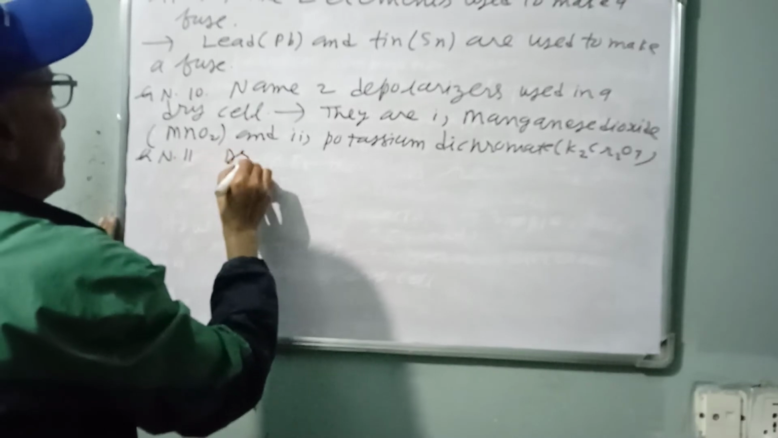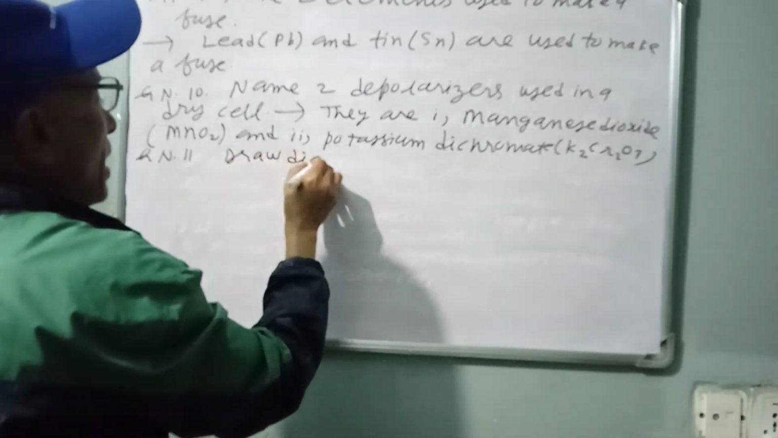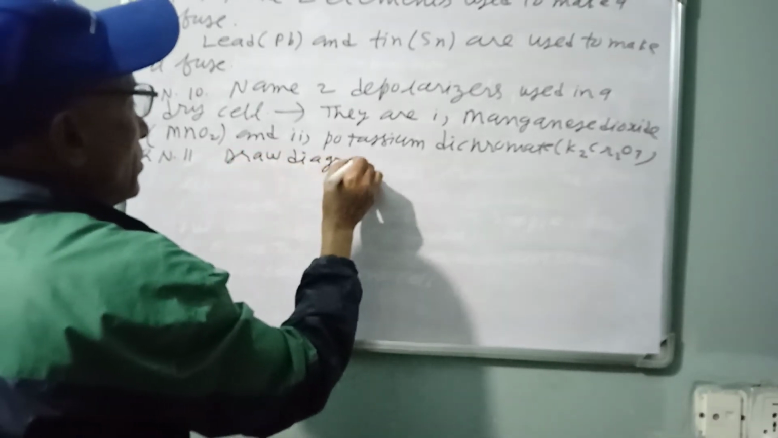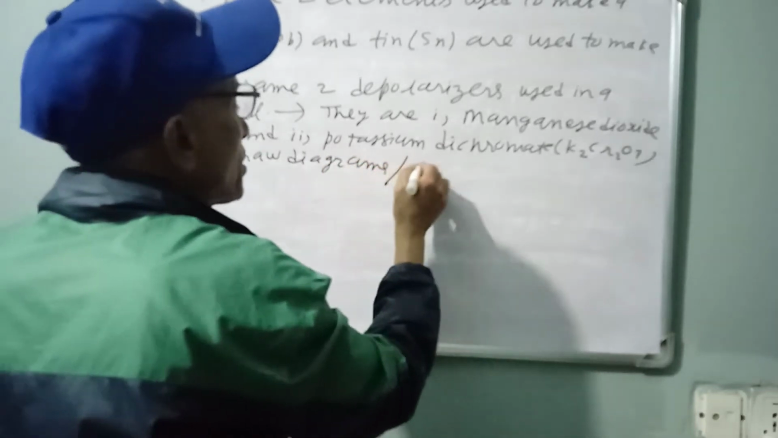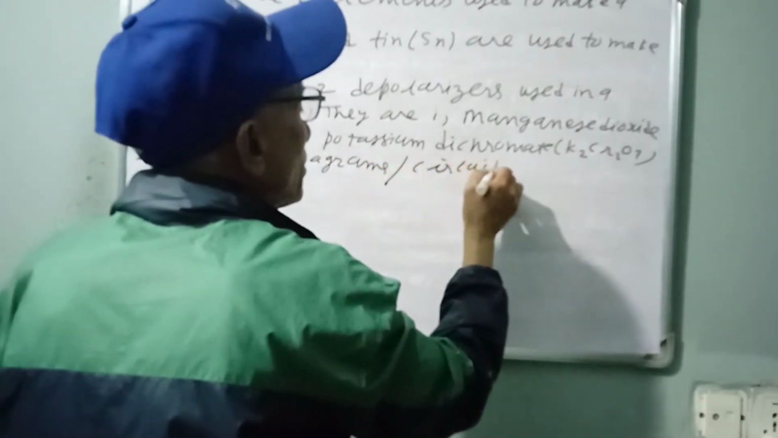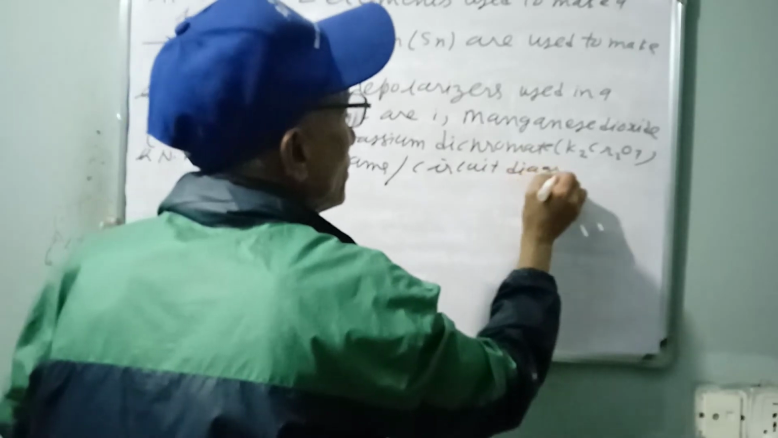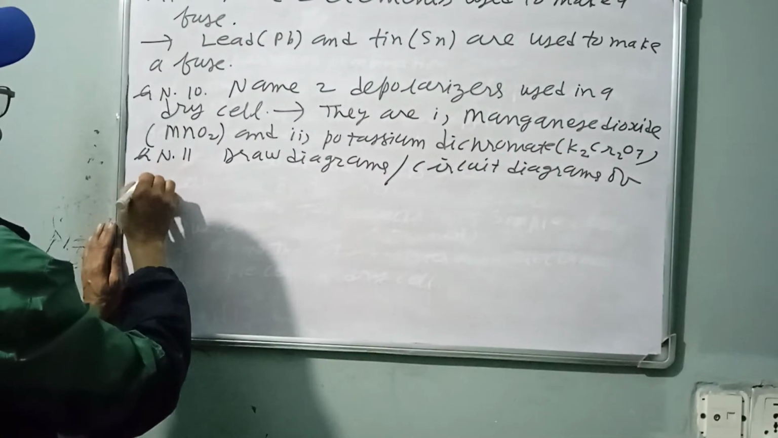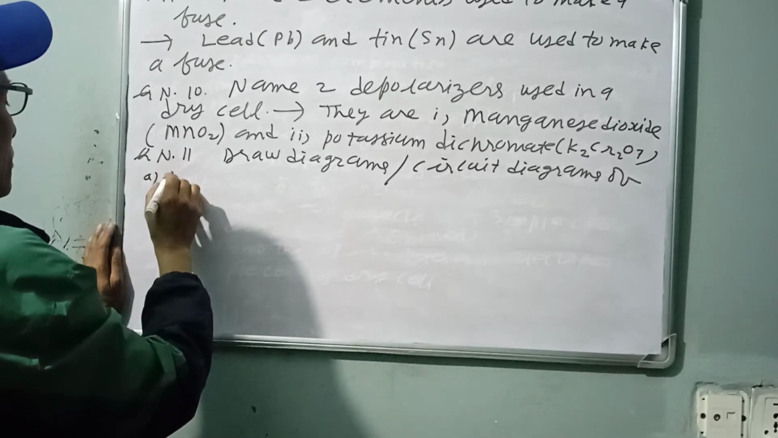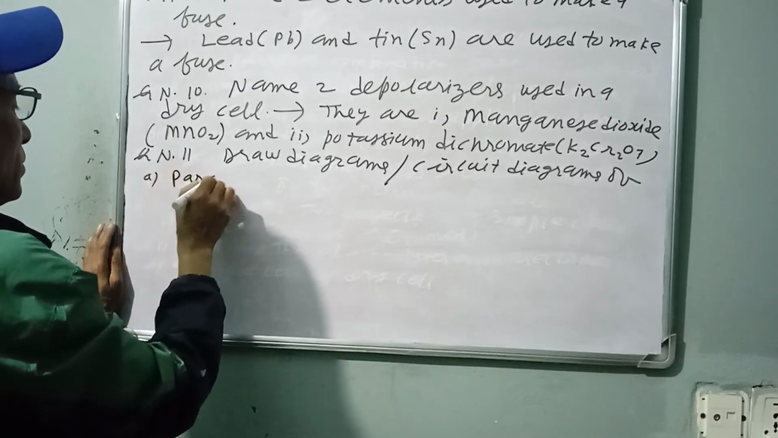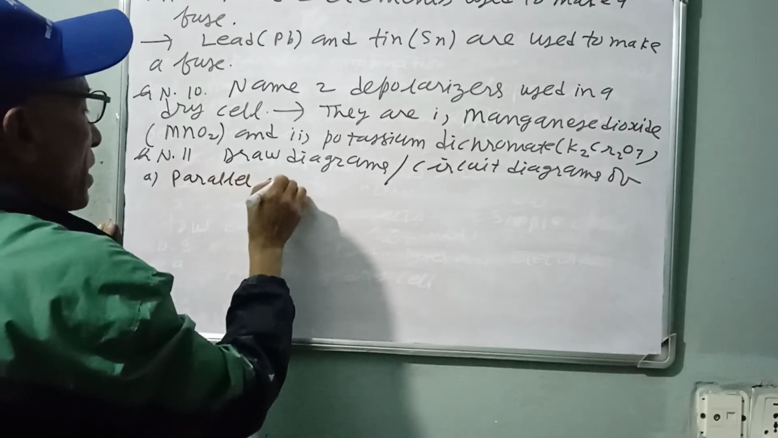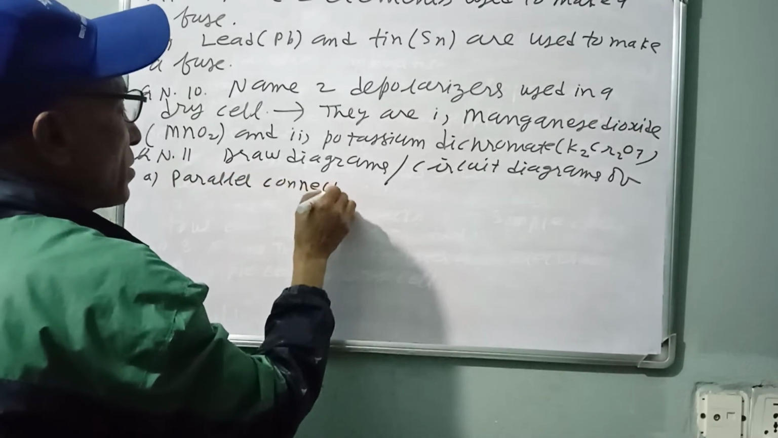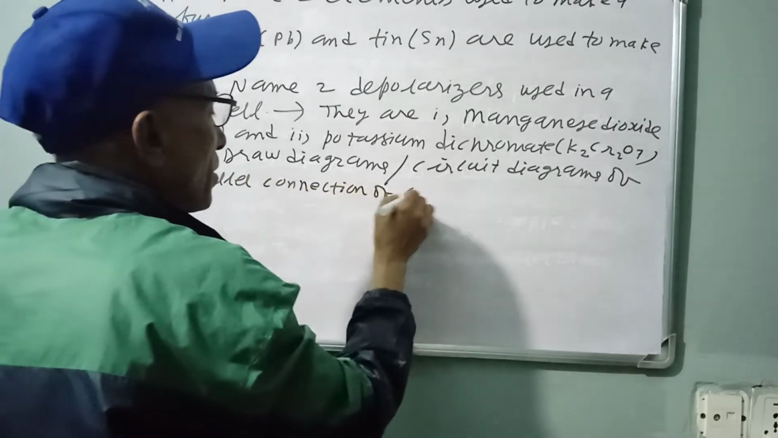Draw diagrams. Here the diagrams mean circuit diagrams. Circuit diagrams of A, parallel connection or combination. Parallel connection of cells.